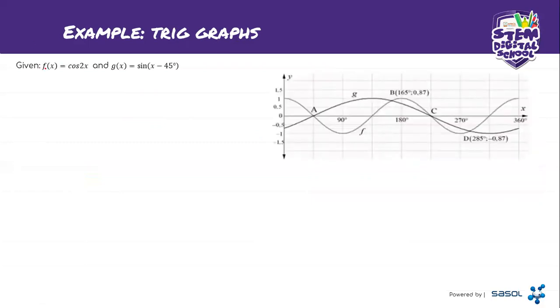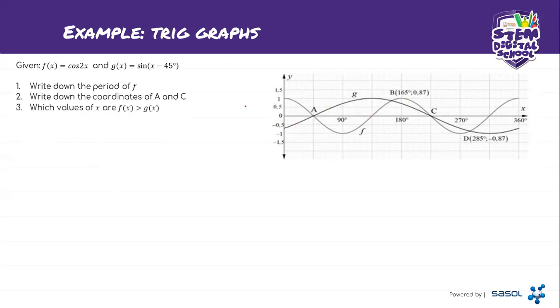Given f of x equals cos 2x and g of x equals sine of x minus 45 degrees. You can see the two graphs are here. Of course, the cos graph is this one. You can see the cos graph, and now the g graph is the sine graph, right? And then let's see what question we might get.